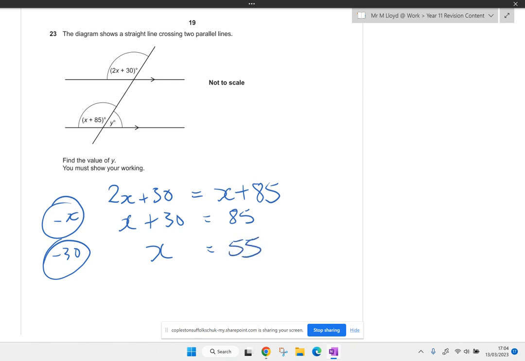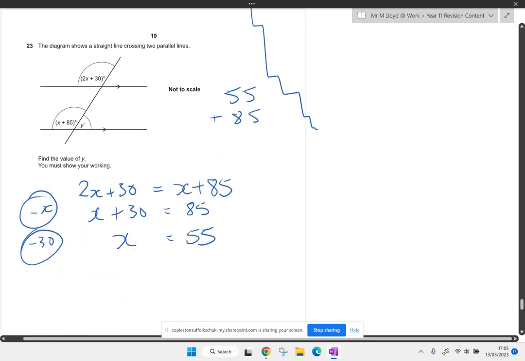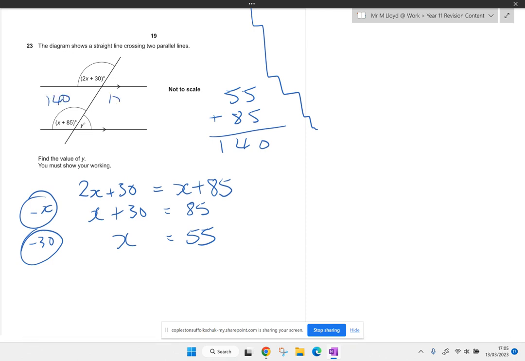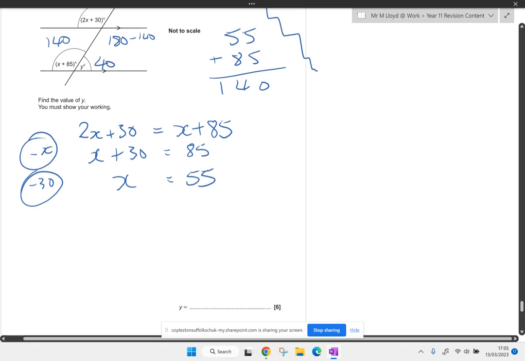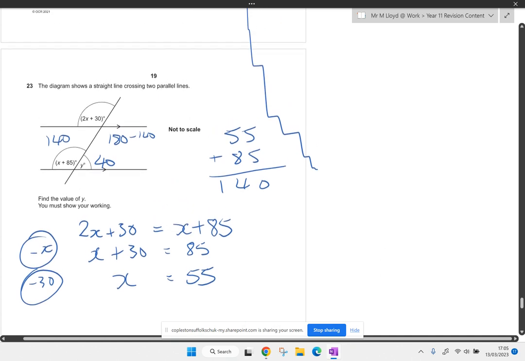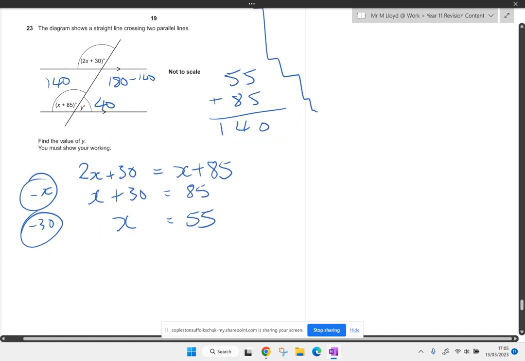Now, that's not all finished. We need to do 55 plus 85, which will give me that angle value. That's 140. Oh, wow. What did the screen do? 140. Now, 180 take away 140 gives us 40 for y, and that's our final answer. Just says find the value of y. Doesn't ask us to put any reasons in.